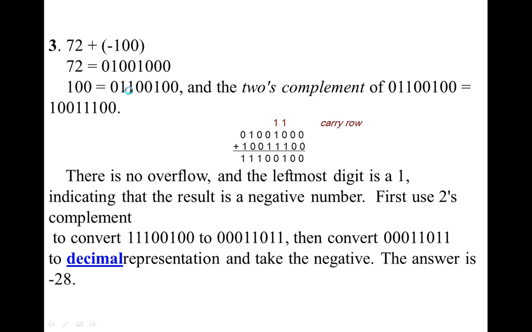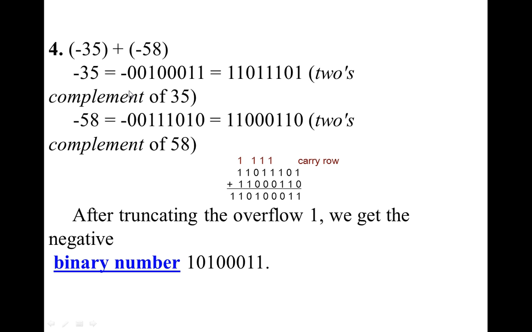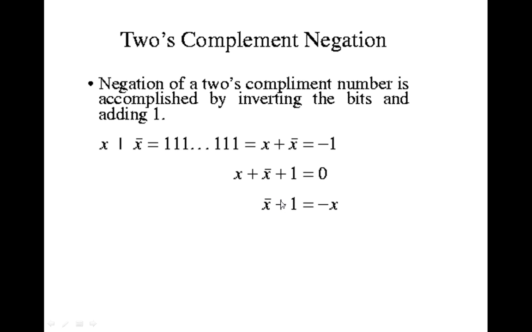Next, we have also discussed another example of how we can add the numbers. These are both in 2's complement. So first of all find the 2's complement of 35, then find the 2's complement of 58, then add these two numbers. Then we also talked about how to use the 2's complement negation.